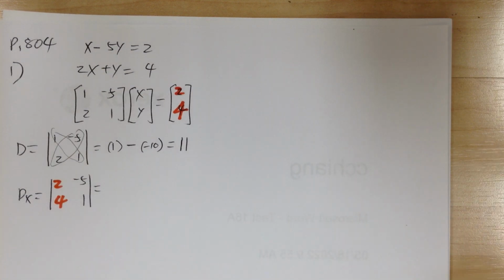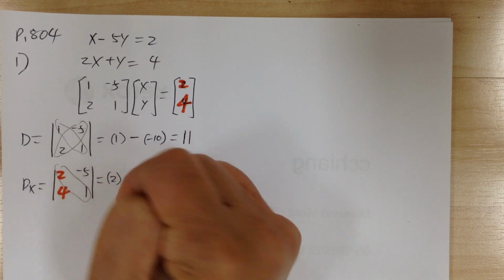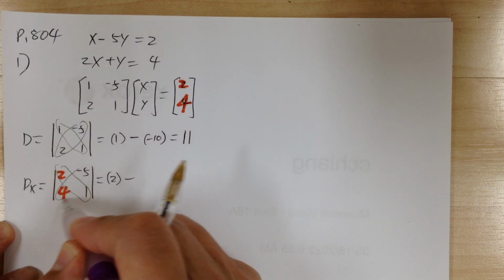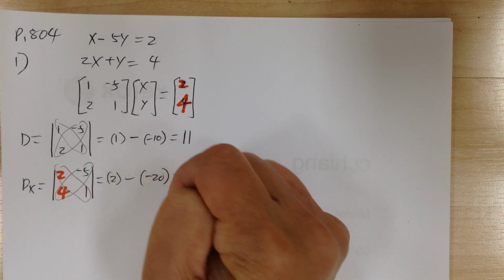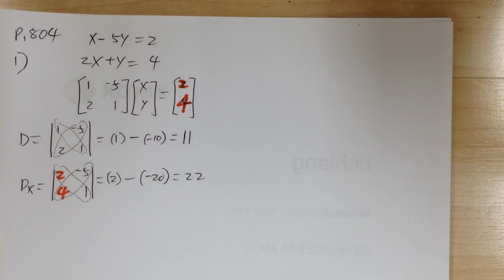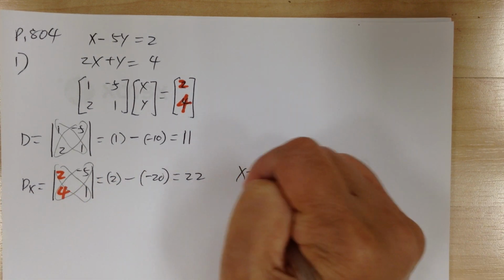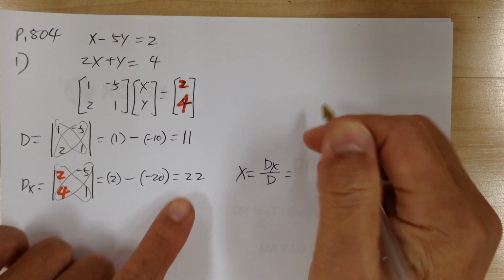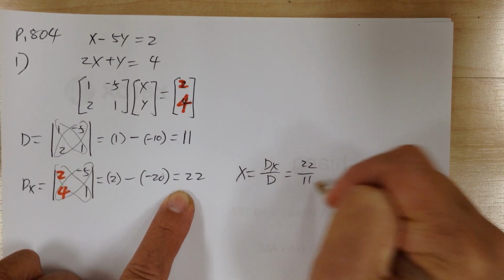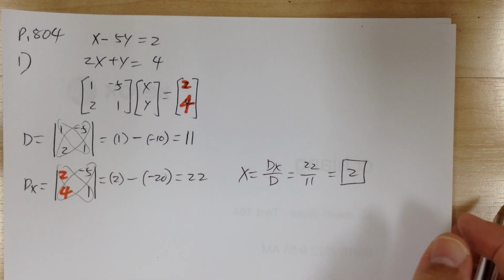So this will equal 2 minus negative 20. So this is equal to 22. So once you find Dx, then you can find x, right? x equals Dx over D. And so this will equal 22 over 11, so equal to 2. Okay, let's find Dy.